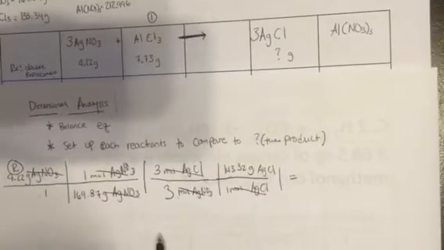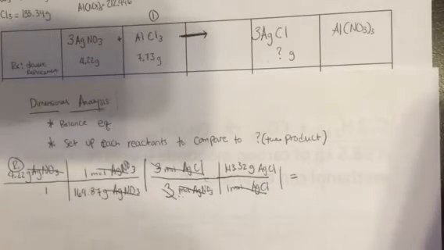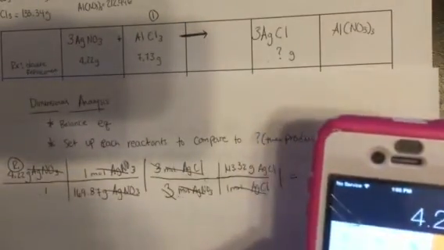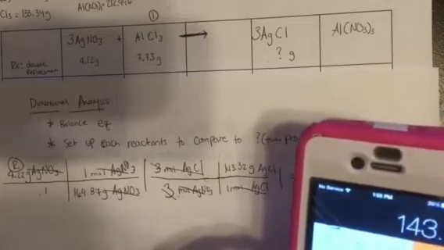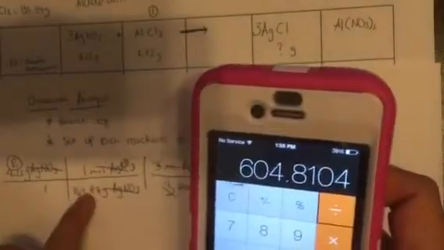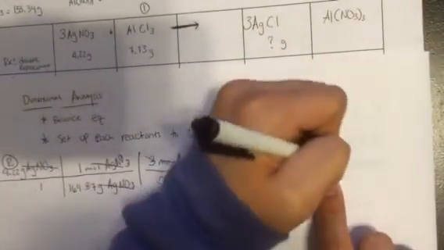So the only thing I need to know is this. And actually 3 and 3 will cancel because 3 divided by 3 is just 1. So let's go ahead and solve for it. So I'm going to say 4.22 times 143.32. So multiply straight across. Divide that by, I see that it's this times 1 times 1. So just divide it by that. So divide it by 169.87. Gives me 3.56 grams. Okay, grams of AgCl.